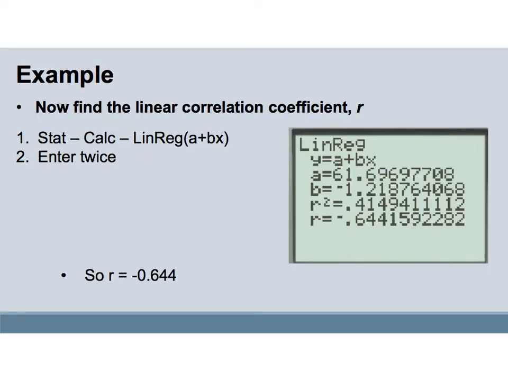So let's find R. Stat, calc, second, LinReg, enter twice. And we see that R equals negative 0.644. So the negative supports that it's going downhill. And we have an R of 0.644. I don't know if that's good enough to be linear, so I'm going to go to the table.